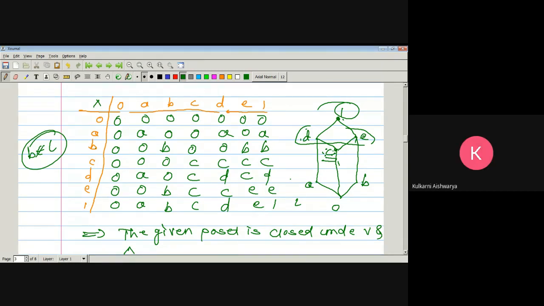Yes, sir. As we know that 0 and 1 are the unique complements of each other. It means they cannot be the complement of any other element. Leaving aside 1 and 0, there is no other element whose join with C gives 1.